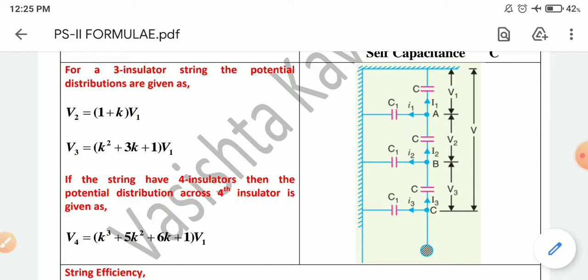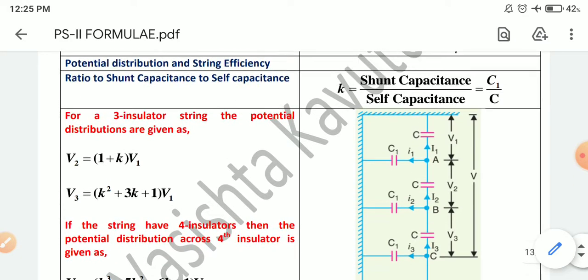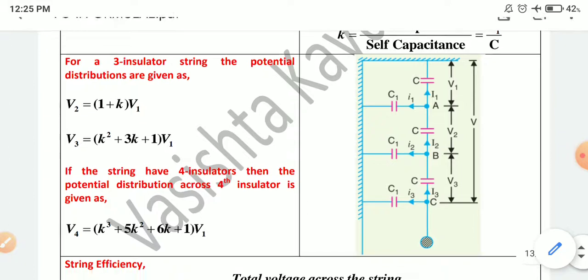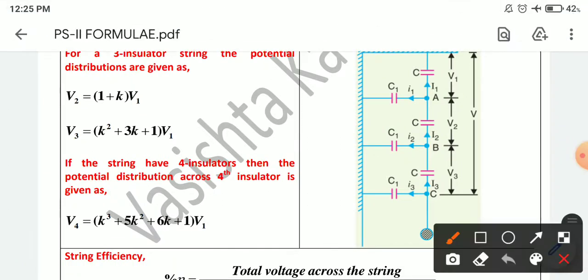So that will be discussed later. Here, for a 3-insulator string, these are the voltages we generally derive. V2 is equal to (1 plus k) into V1, and V3 is equal to (k square plus 3k plus 1) into V1. And if the string has 4 insulators, then we get one more term in addition to these two, that is V4. V4 is equal to (k cube plus 5k square plus 6k plus 1) into V1.